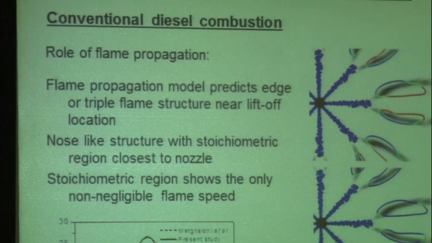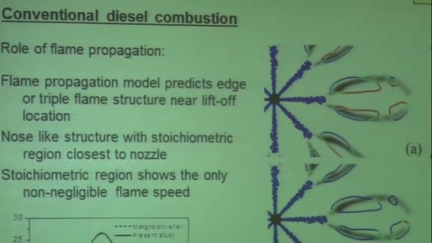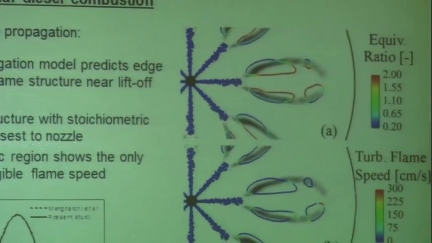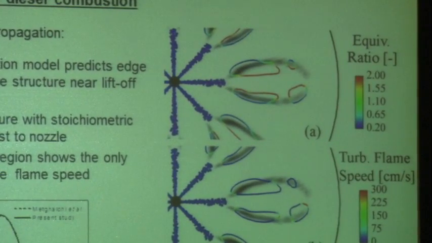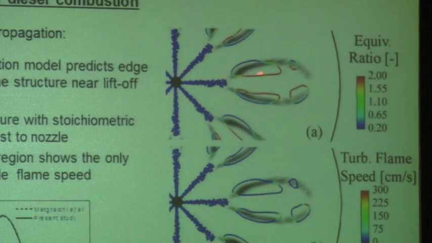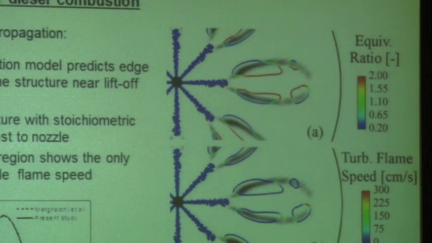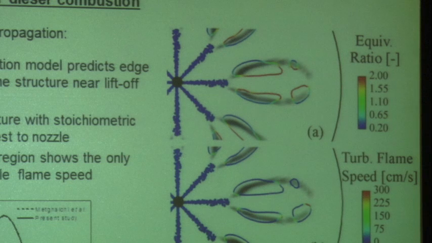We were able to essentially try to analyze the role of flame propagation. So this is looking at the calculated results at a particular crank angle during the combustion process. The lines that you see here represent the G equals 0 surface. Remember I said that this identifies the flame location, if you like. And the color along each of these lines represents, in this case, the equivalence ratio locally along the G equals 0 surface, or in this case, the turbulent flame speed.